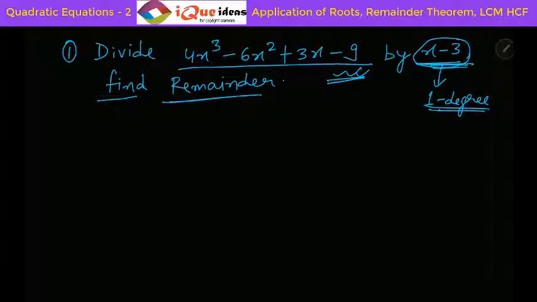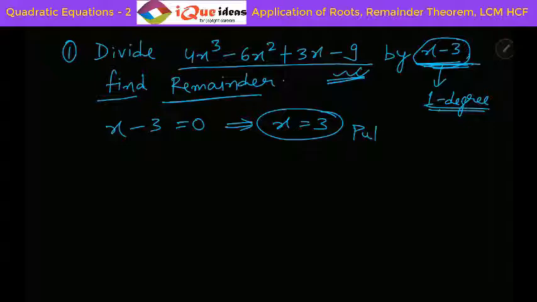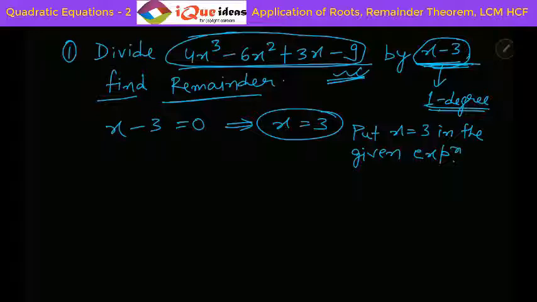Here the divisor is x minus 3. That is 1 degree. We simply take the divisor equal to 0. From here we get the value of x equal to 3. So we put x equal to 3 in the given expression. Now the given expression is this one. Just put x equal to 3 in this, and you will be able to calculate your required remainder.